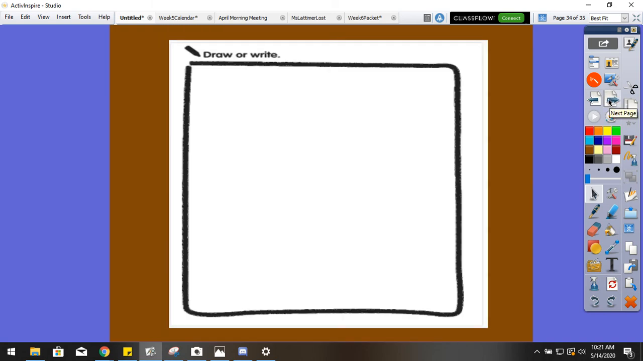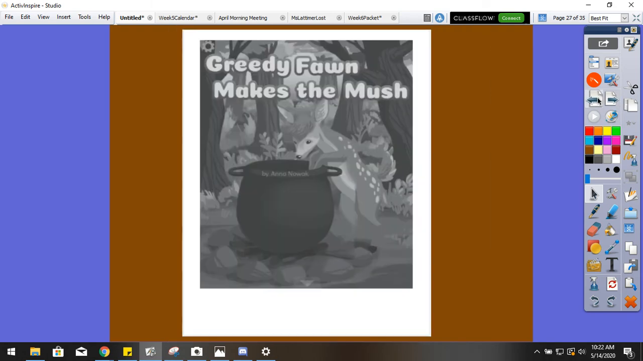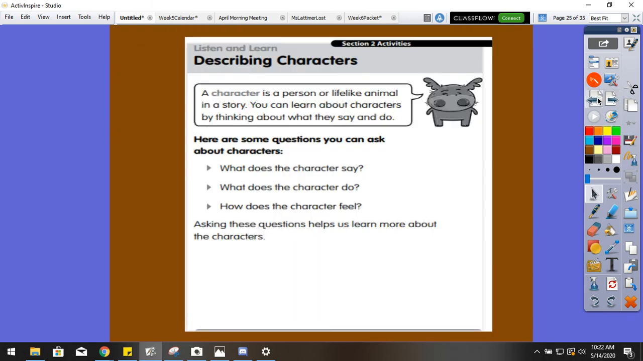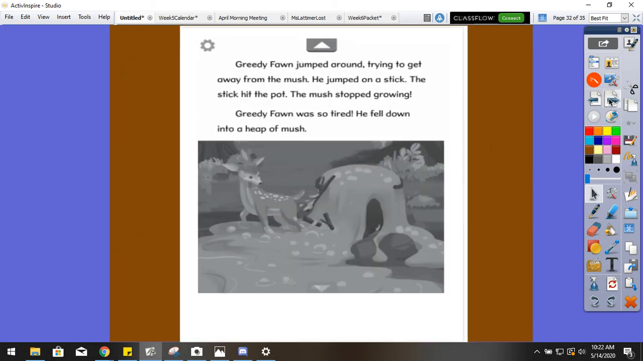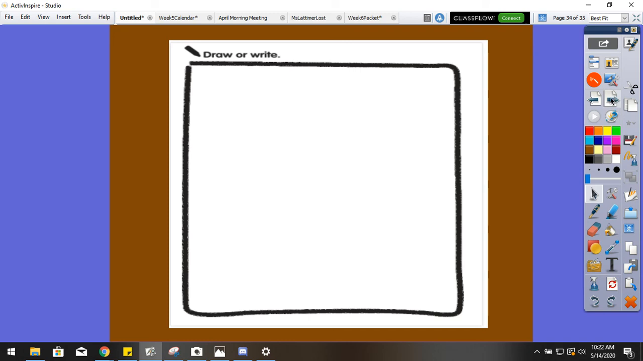I want you to think about Greedy Fawn. What are some things he said? What are some things he did? What was that last question? Let's look. Oh, and how did the character feel? Think about those and maybe put a couple words in your mind that you could use to describe Greedy Fawn.